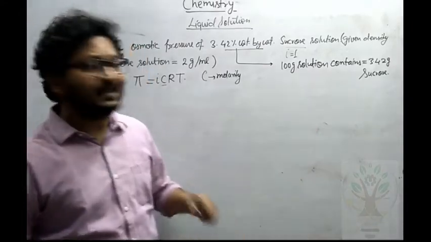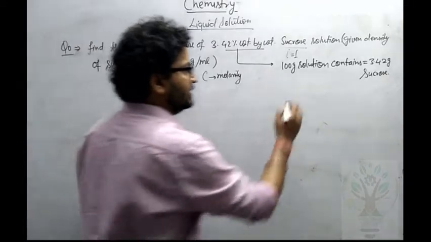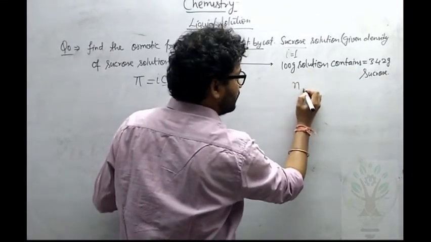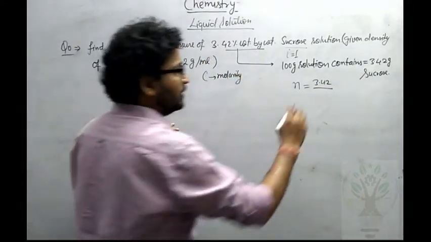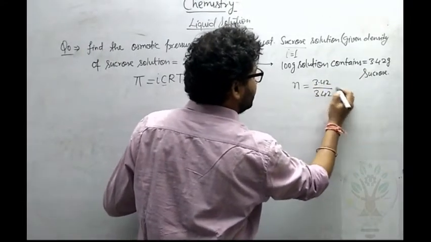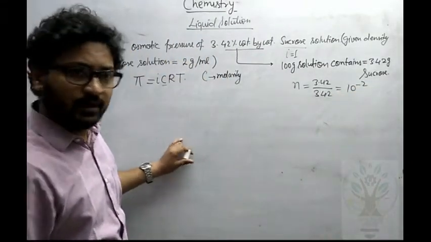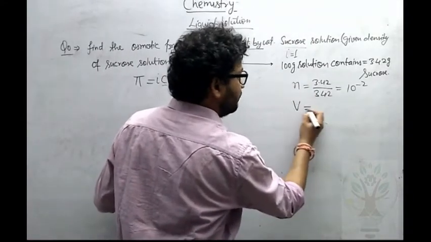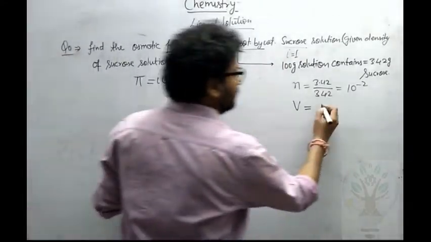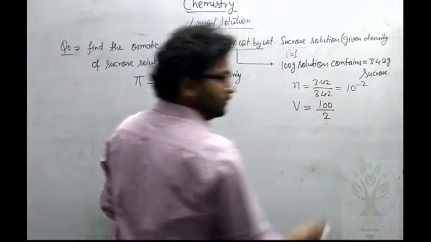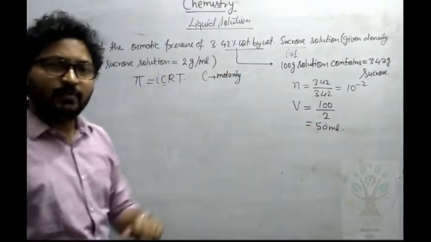For molarity, I need the volume of the solution as well as the moles of solute. By this data, I can find moles of sucrose. Moles of sucrose will be 3.42 divided by the molecular mass of sucrose, that is 342, which is 10 to the power minus 2. Now what is the volume of solution? To find the volume, I will divide the weight of solution by density. So it will be 100 divided by 2. We are getting 50 ml. This is the volume I have.